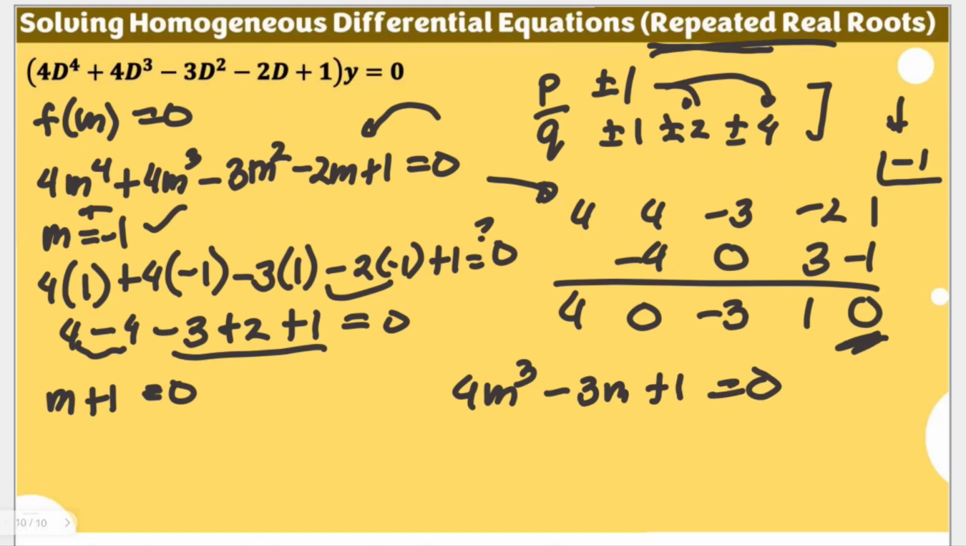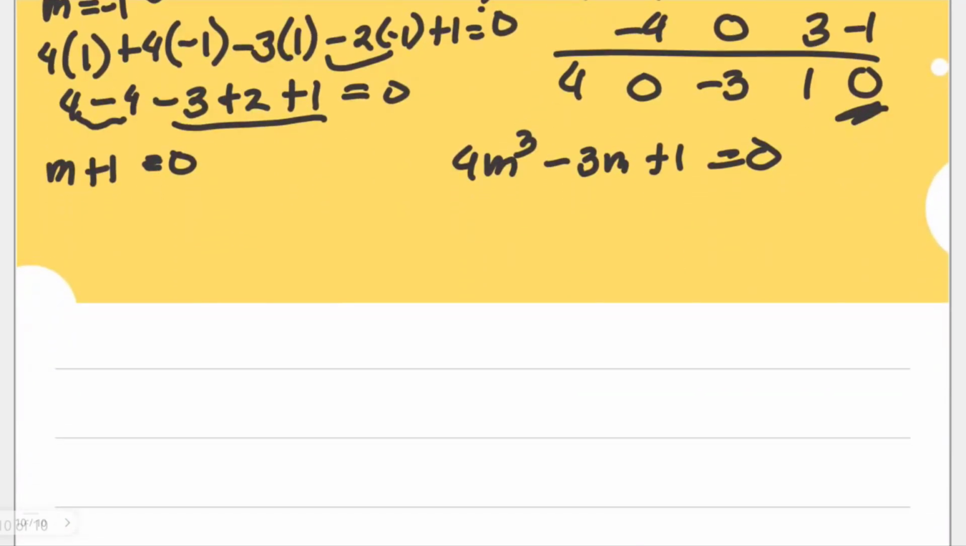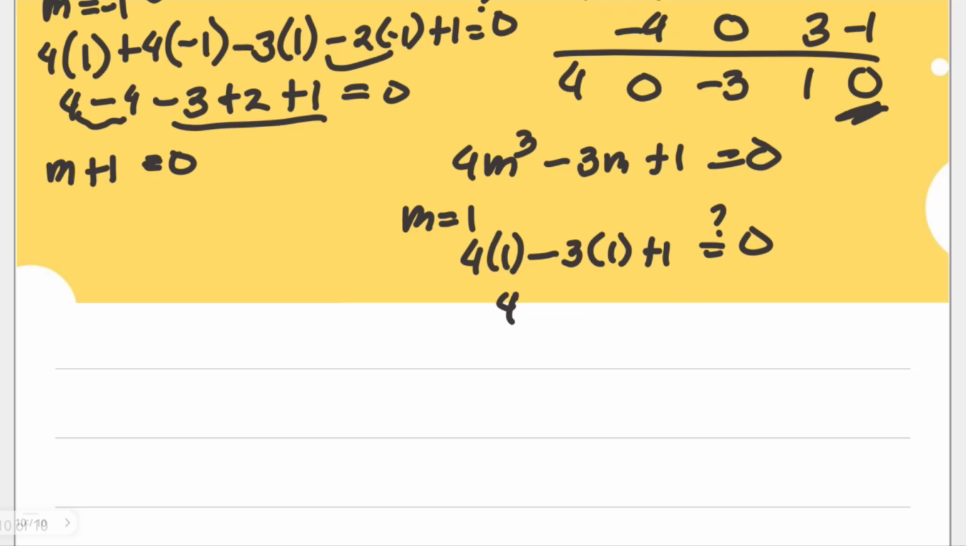With this, the next step is to think of another number that you can use here. Let's try 1. If m is equal to 1, 4 times 1 cubed is 4, minus 3 times 1, plus 1. Let's check if it's 0: 4 minus 3 plus 1. Please don't be confused by that, as some of us will still have problems with it. We cannot do this first and say it's equal to 0, because 4 plus 1 is 5, minus 3, which is not equal to 0.